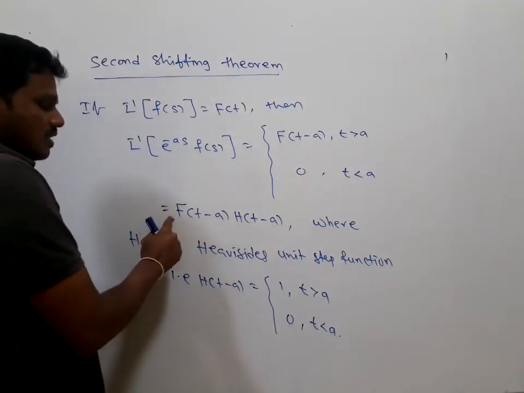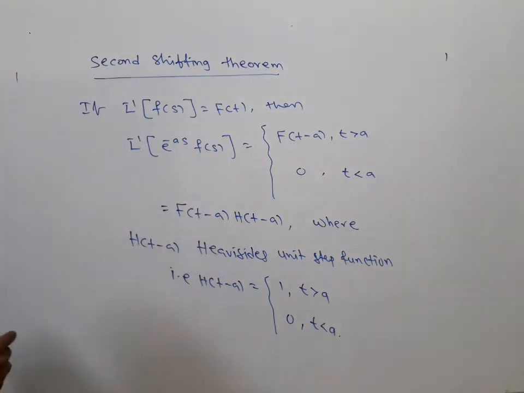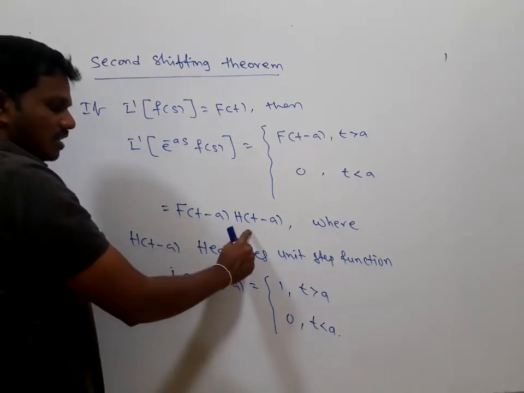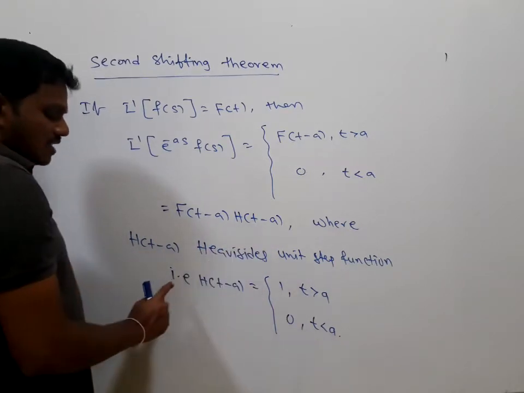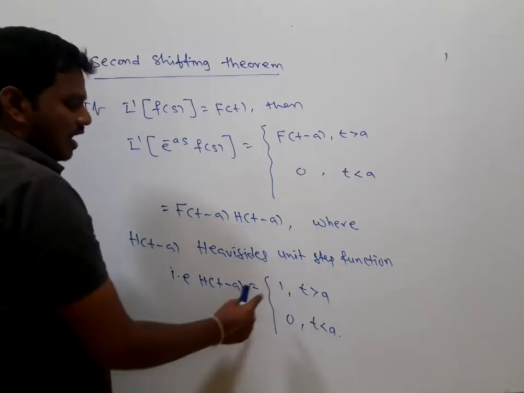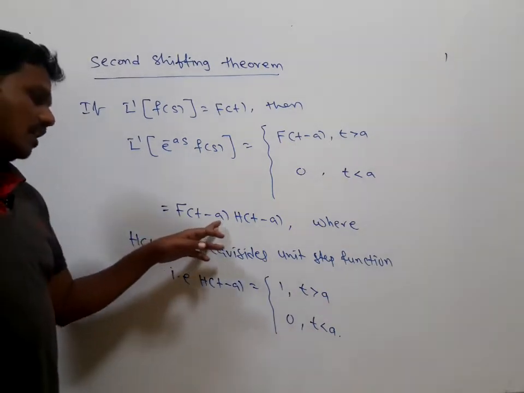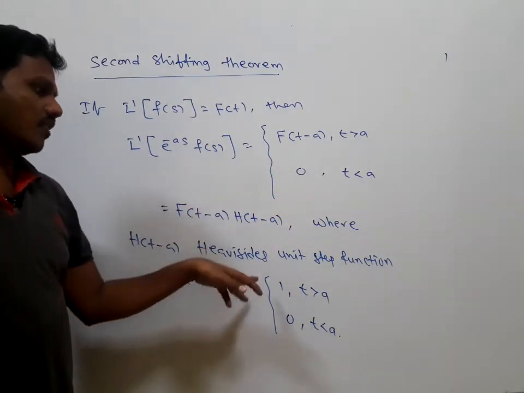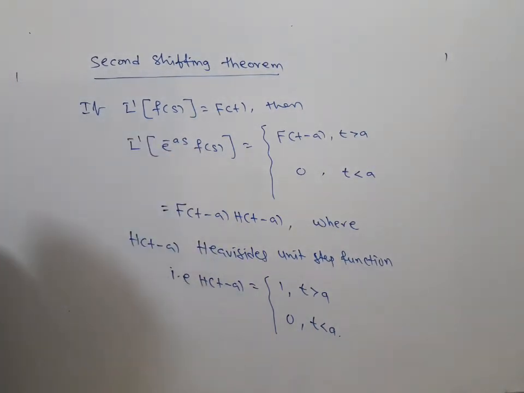Here, this is the same as f of t minus a. If you write it in terms of a unit step function, this may be written as f of t minus a into h of t minus a, where h of t minus a is the unit step function, defined by h of t minus a is equal to 1 for t greater than a and 0 for t less than a. In this case, f of t minus a into 1 for t greater than a is f of t minus a, and f of t minus a into 0 for t less than a gives 0, right? This is the second shifting theorem in the inverse Laplace transform.